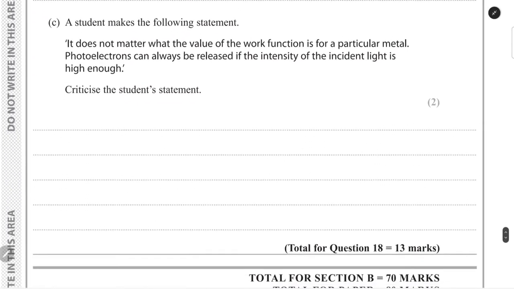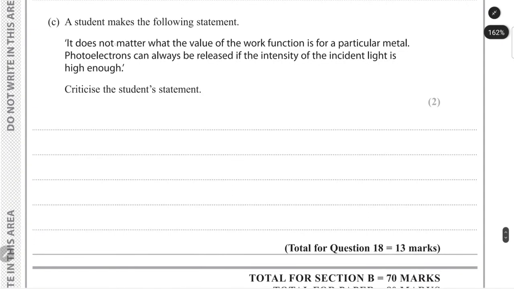Now for the last question, we are given a statement made by a student. The student says that it does not matter what the value of the work function is for a particular metal. Photoelectrons can always be released if the intensity is high enough. We have to criticize this. If we read this, the student's statement talks about the wave nature of light. However, photoelectric effect displays the particle nature of light. This would be true if light behaved as a wave. However, it does not. It behaves as a particle in this scenario.